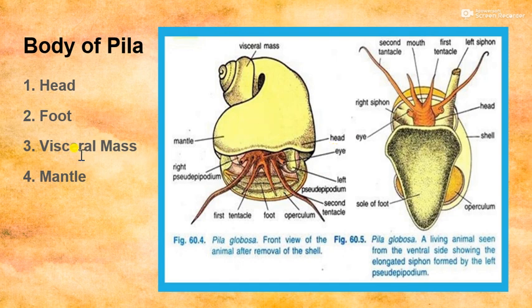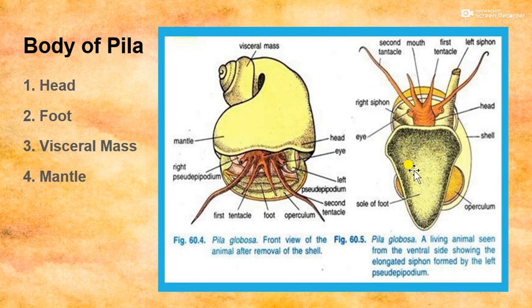Now we see about the foot. Look at this. This is the foot, the sole of the foot. Below the head is a large muscular foot. Its lower surface is gray and forms a flattened sole. It is triangular with the apex pointed backward. It is used for creeping. Its upper surface is spotted and the dorsal posterior surface bears the operculum. When the foot is withdrawn, the operculum closes the mouth of the shell.